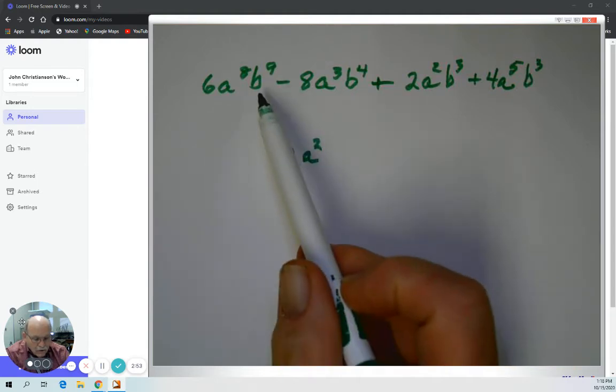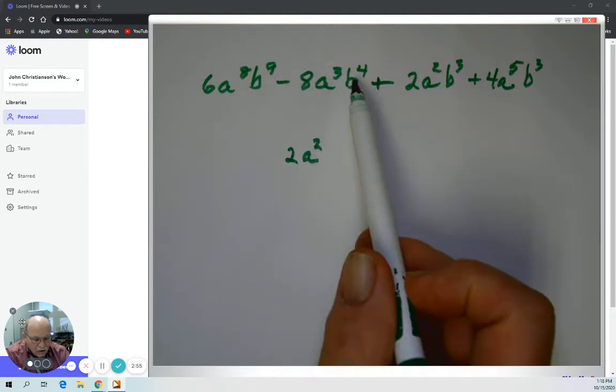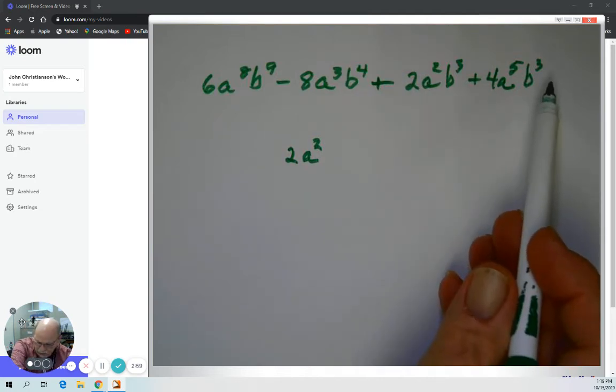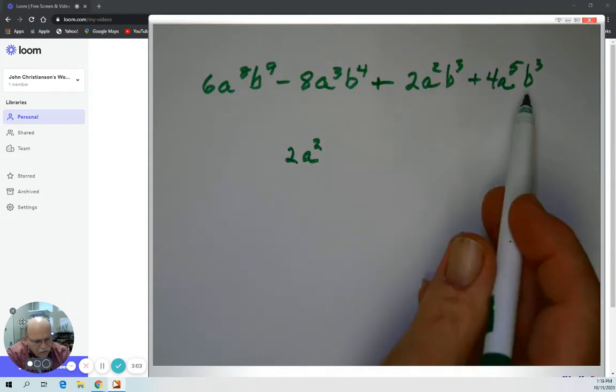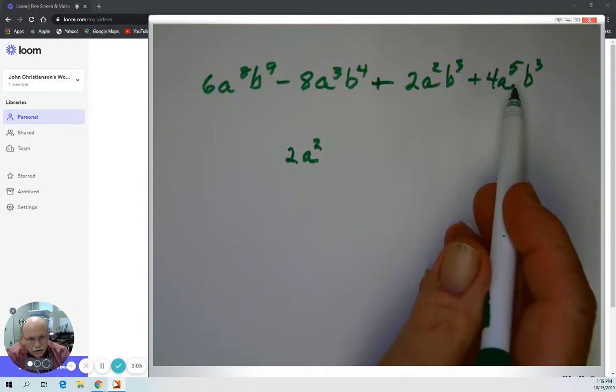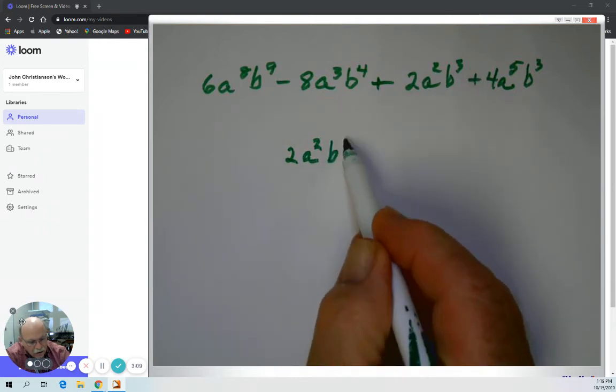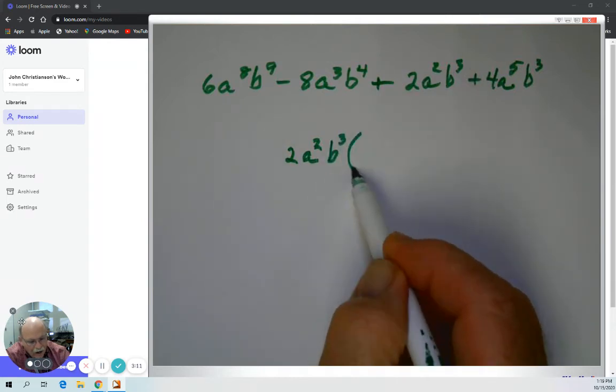And then you do the same thing with the B's: b to the 9th, b to the 4th, b to the 3rd, b to the 3rd. Is that right? Yeah. So b to the 3rd is the smallest exponent in the B's, so that is the other one. And now we have our GCF.